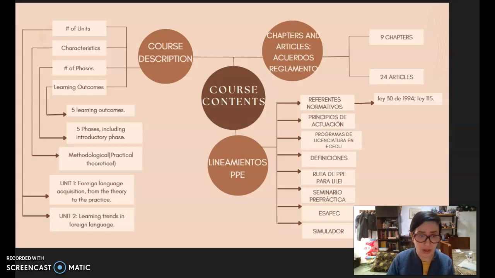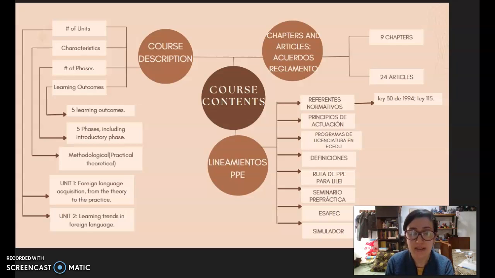So now I'm going to talk about the phases. So we have 5 different phases, including the introductory and the final activity. So the first phase is the introduction activity, which is the one that we are doing right now, the video. Then it's about reading all the theory and it's the recognition activity. And this one is related to the first outcome, which I'm going to mention later in detail as well.